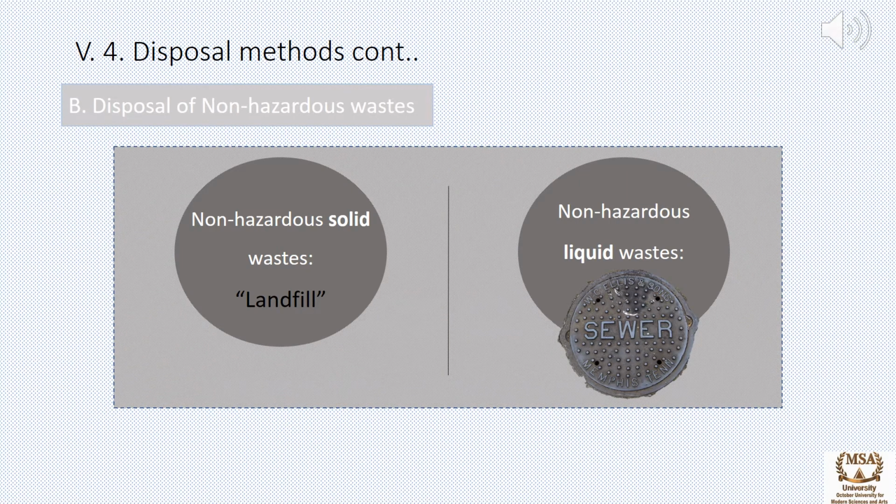Disposal of non-hazard wastes. There are two types of non-hazard wastes. Non-hazard solid wastes, and we can use landfill disposal method, and I talked about it before. And the second type is non-hazard liquid wastes, and we can use sewer method. Sewer is a fast-flowing water source that could be used to flush the diluted wastes.